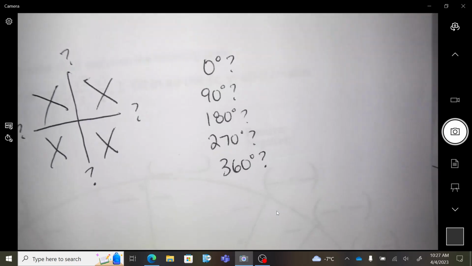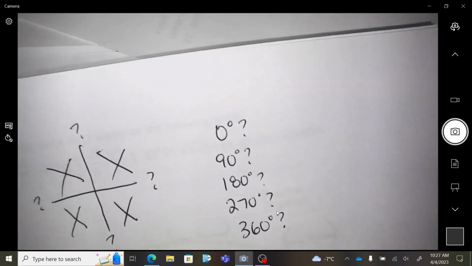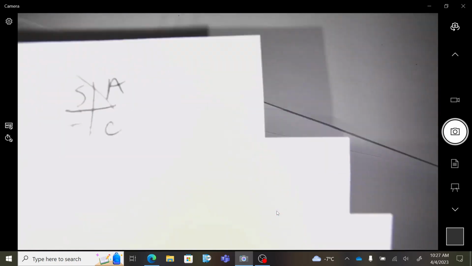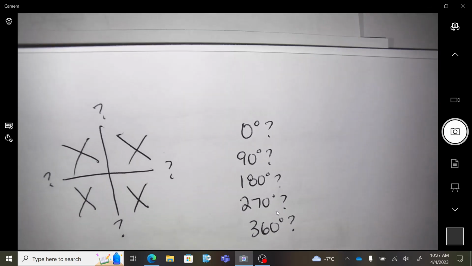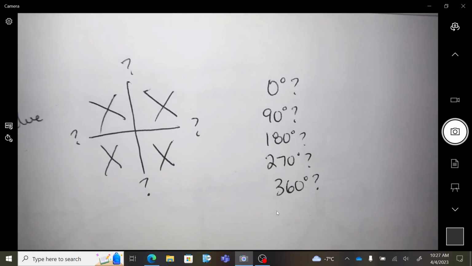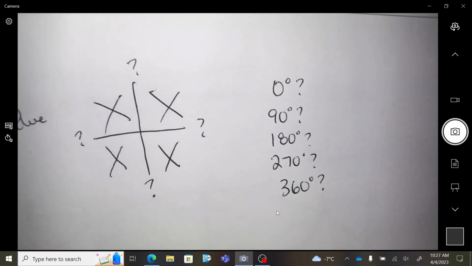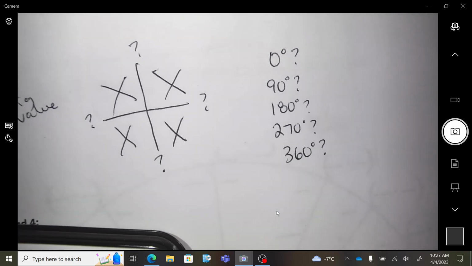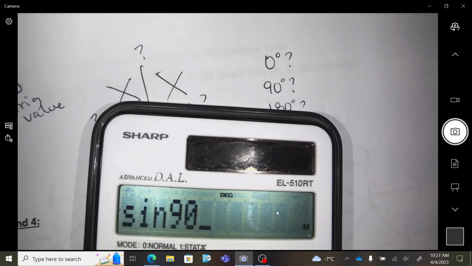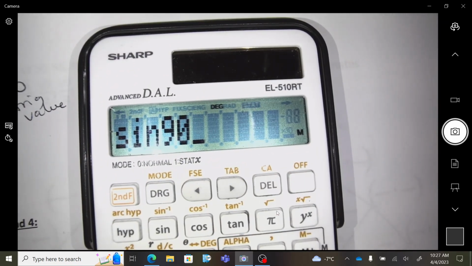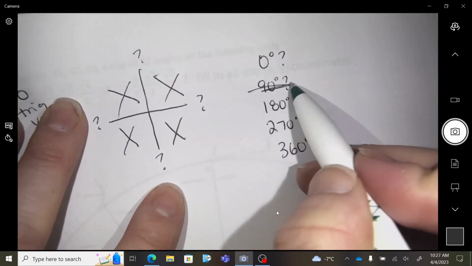You have 5 choices right now for an answer. Those are your 5 options. So we have to figure out which one it's going to be. You're just going to go through a test. For instance, the sine of 90. Is it 0? No. So 90 didn't work.